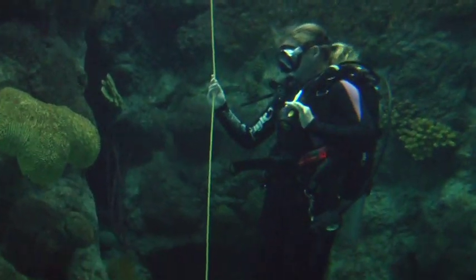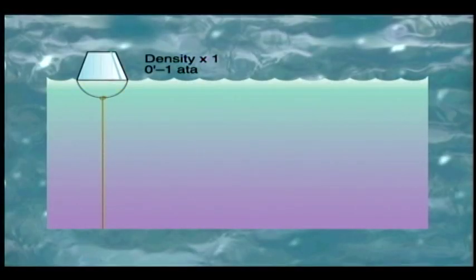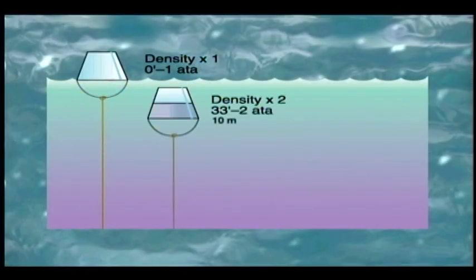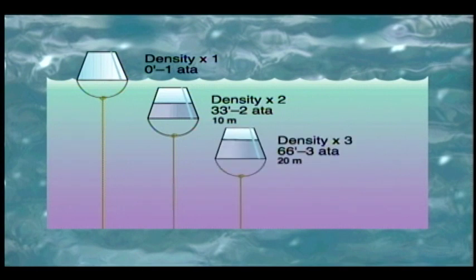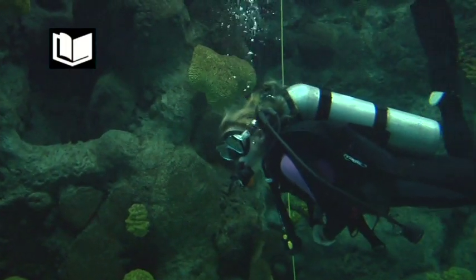The pressure doubles from 1 to 2 ATA. As pressure increases, air compresses to a smaller volume. As the air compresses, it becomes denser. At 2 ATA, air is twice as dense as it is on the surface. As the air you breathe becomes denser, it does not flow as easily.